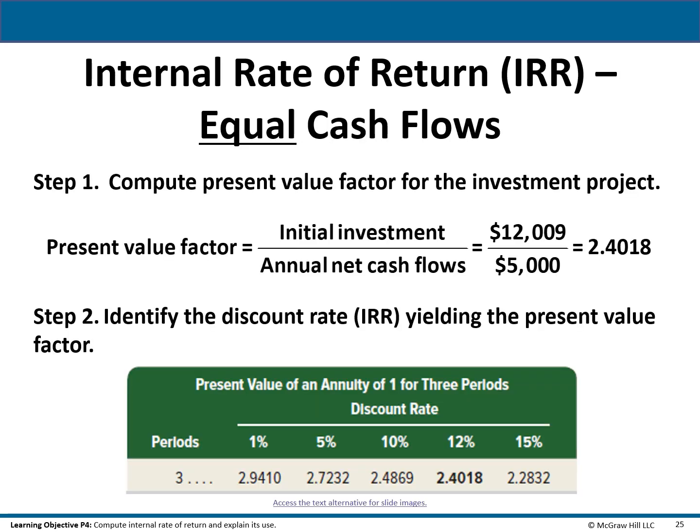So now let's look at the IRR when you have equal cash flows. Assume that an asset requires a $12,009 initial investment, and it's expected to generate $5,000 net cash flows each year of its 3-year life. This slide shows us the 2-step process for finding the IRR when we have equal cash flows. Step 1, compute the present value factor for the investment project.